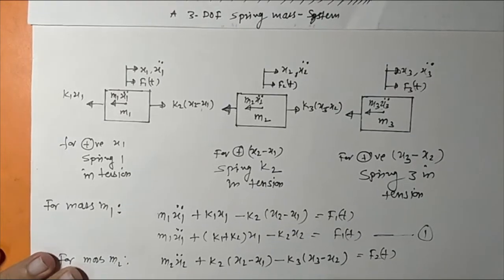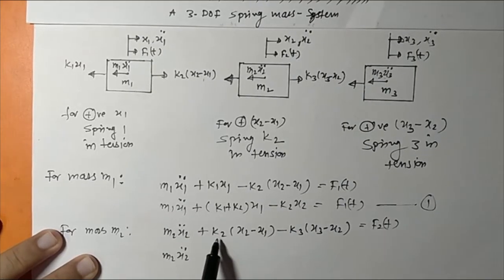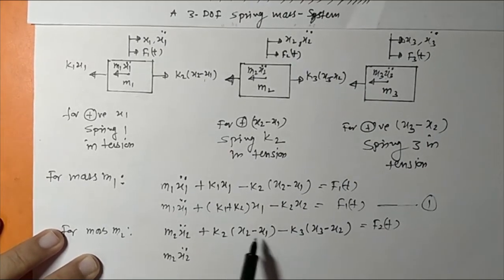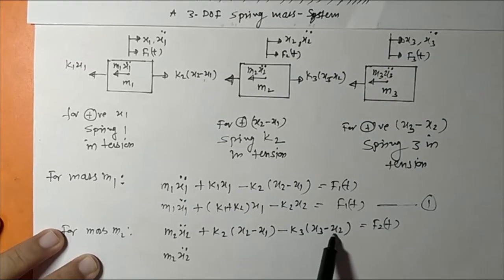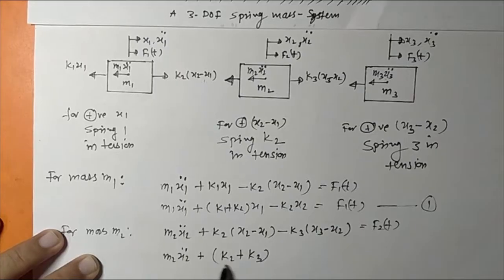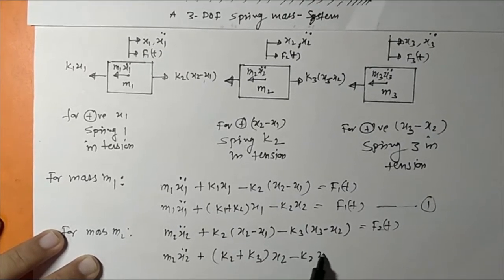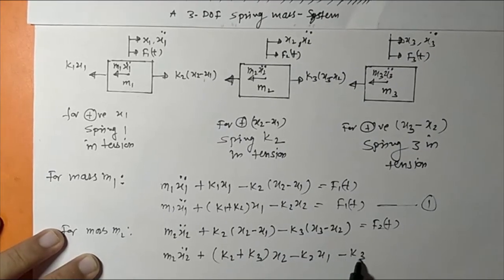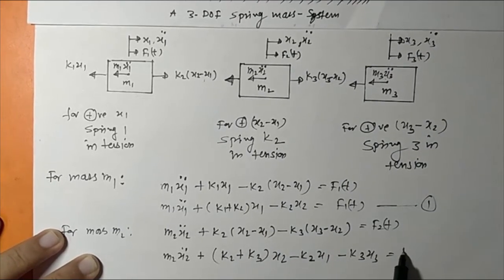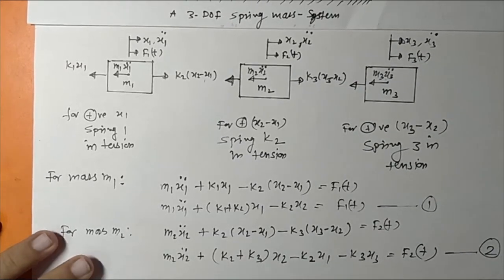So on rearrangement of this equation, we'll have m2 x2 double dot, and from here this is k2 x2, and from here this is k3 x2. So we'll take x2 as a common. So this becomes (k2 plus k3) x2, and this is minus k2 x1, and this is minus k3 x3 is equal to f2(t). So this is the equation of motion for second mass.